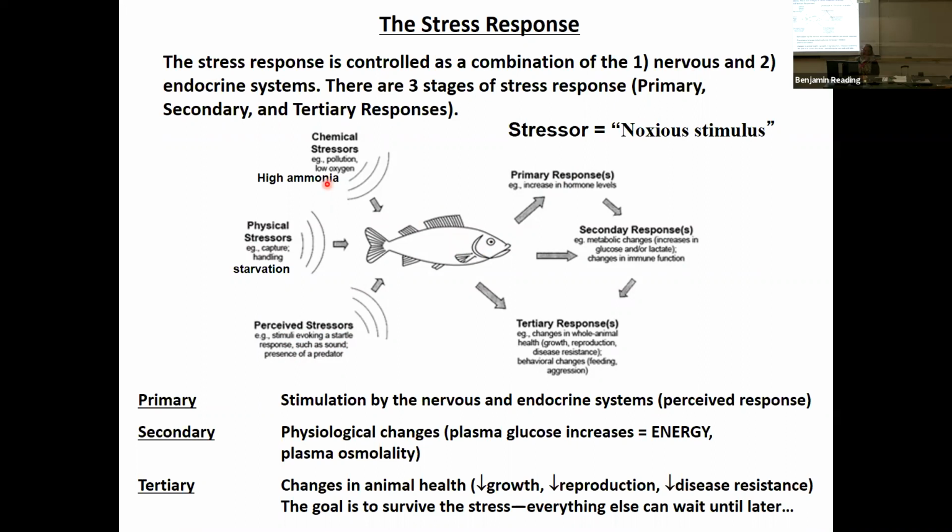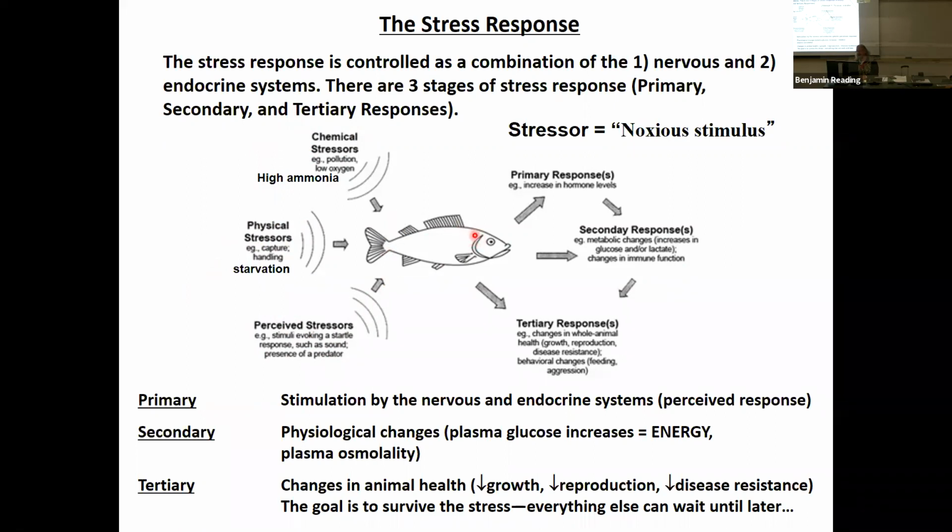Or it could be a chemical stressor. For instance, water pollution, low dissolved oxygen. It's swimming along and everything is fine. And all of a sudden it notices, well, wait a minute, it's a little bit harder to breathe here. Something is wrong. High ammonia, water pollution. Or it's been captured, it's struggling, or it doesn't have enough food to eat. So there's several types of stressors. These are all processed by the fish in the central nervous system.